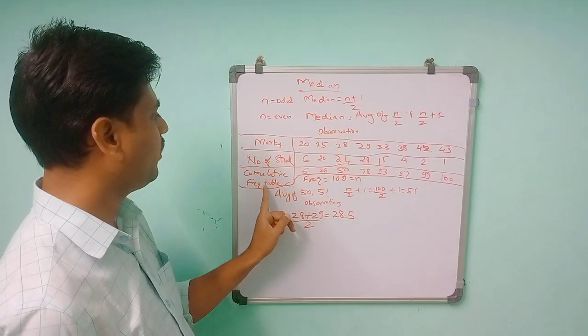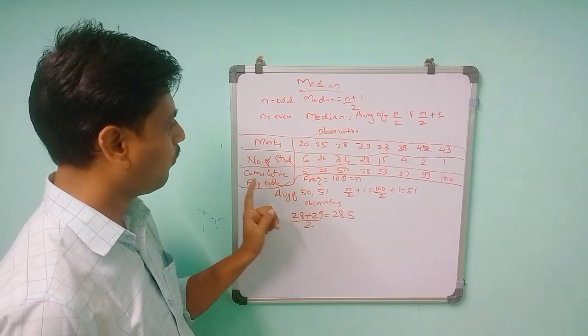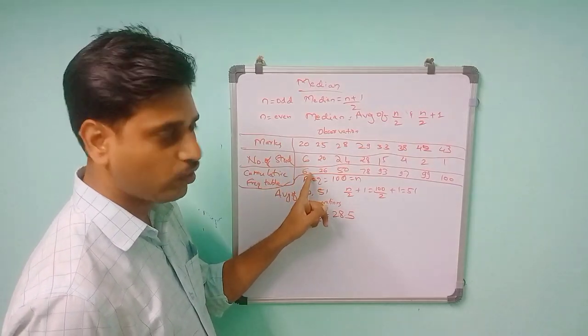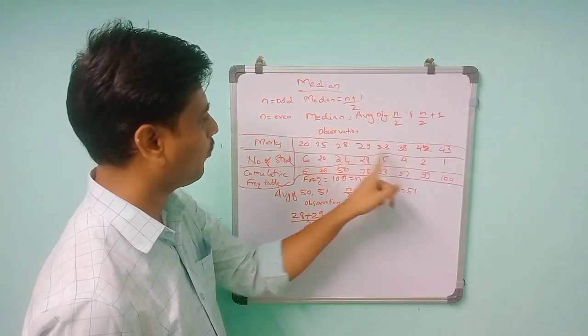You have to find the cumulative frequency table. For every problem you have to find the cumulative frequency table. The first number you have to put as it is, then you keep adding the next number.